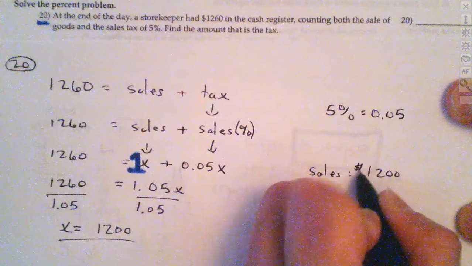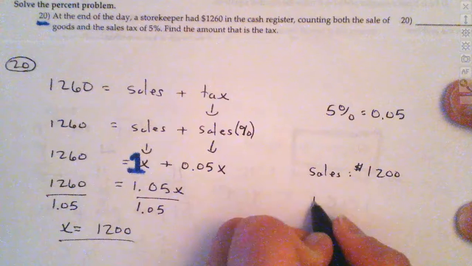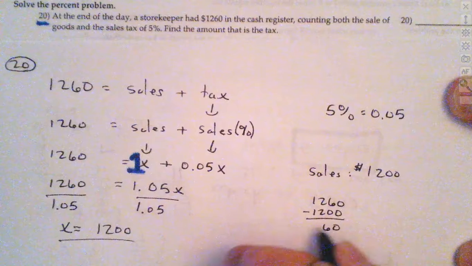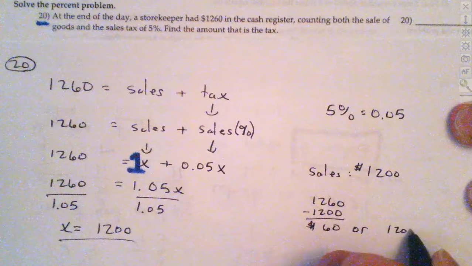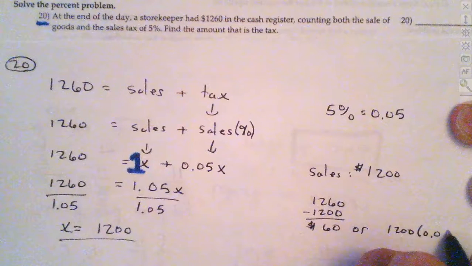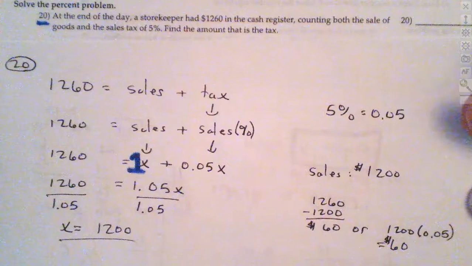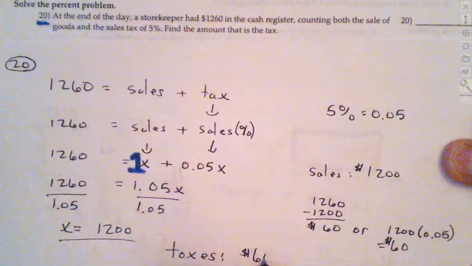Now we want to find the amount of the tax. And so there's two ways you could get it. You could take your 1260 minus your 1200. Now we give you the $60 in tax. Or you could take the 1200 times 0.05, which is your tax rate, and that's going to give you the same $60. So either way, what's your taxes that you have to pay? Well, the taxes that you have to pay are going to be $60.